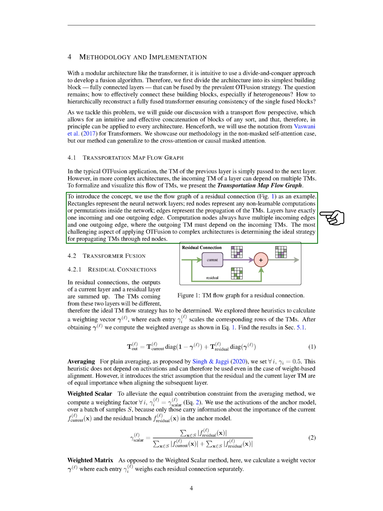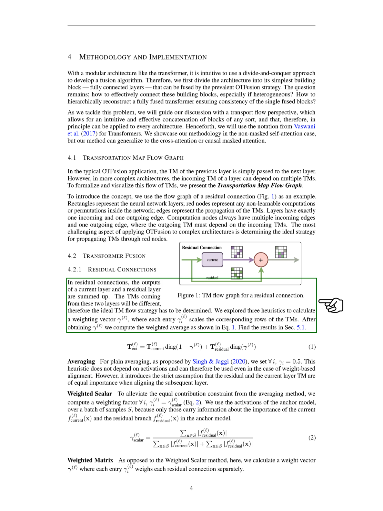Layers have exactly one incoming and one outgoing edge. Computation nodes always have multiple incoming edges and one outgoing edge, where the outgoing TM must depend on the incoming TMs. The most challenging aspect of applying OT fusion to complex architectures is determining the ideal strategy for propagating TMs through red nodes.